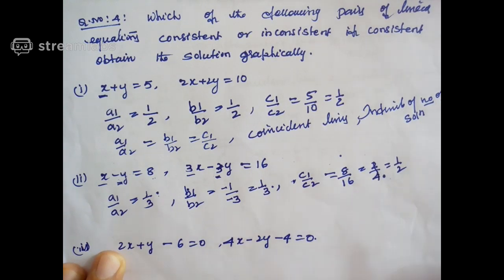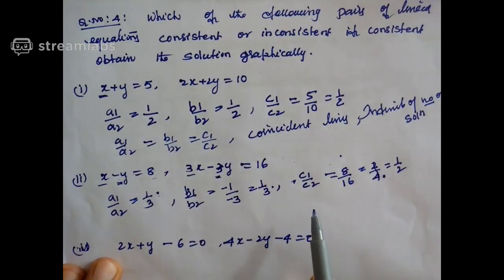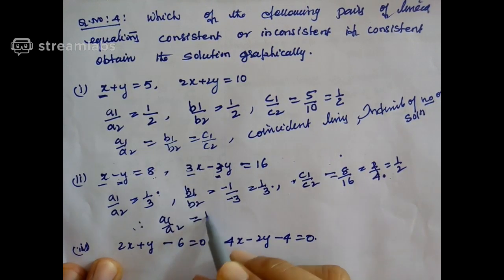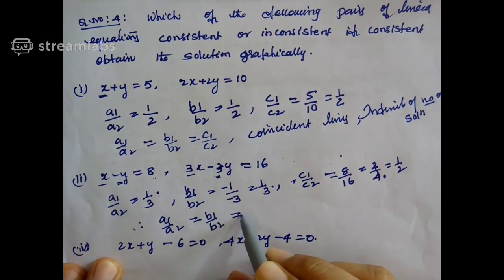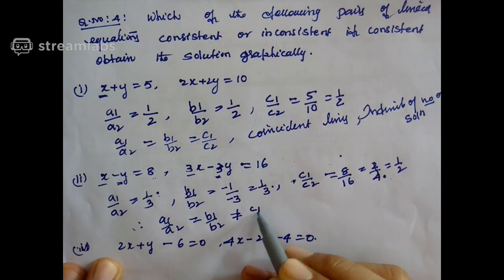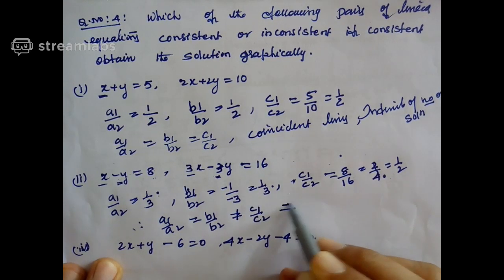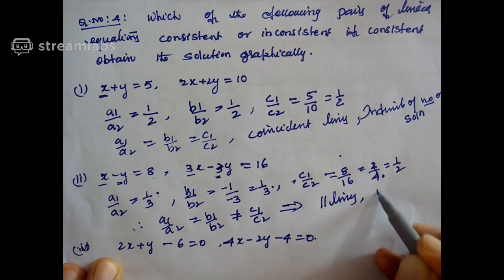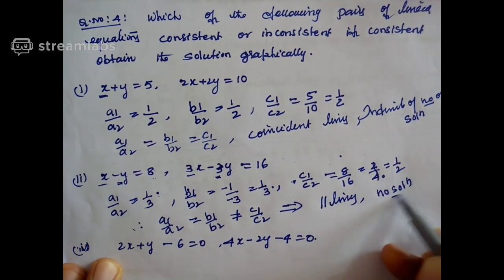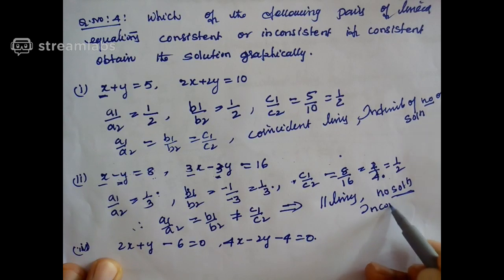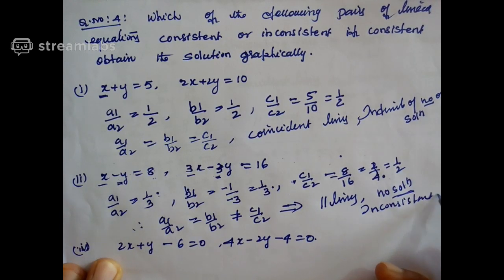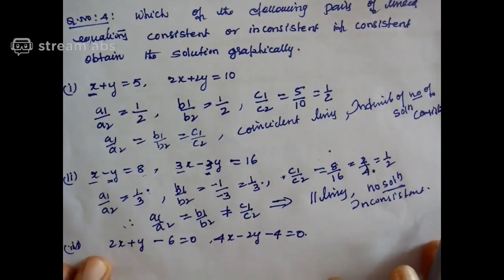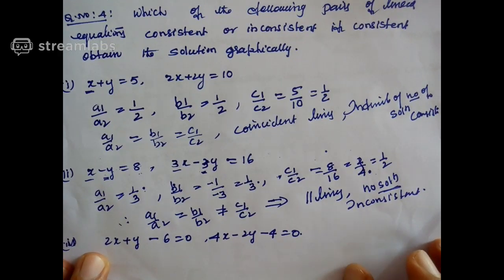8 ones are 8, 8 twos are 16. It is equal to half. Therefore a1 by a2 is equal to b1 by b2 is not equal to c1 by c2. What type of line is this? These are parallel lines. Hence it has no solution. What is this? This is inconsistent, isn't it? The other one is consistent. This is inconsistent because it does not have solutions.